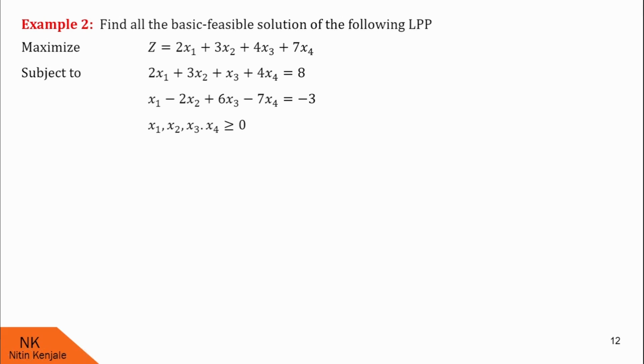The objective function is of the type maximize. It is z is equal to 2x1 plus 3x2 plus 4x3 plus 7x4, subject to the constraints, these two equations. This time, these two constraints are equations, not inequalities. So we don't have to add any slack variables or subtract surplus variables. And non-negative restrictions are x1, x2, x3, x4 are all greater than or equal to 0.